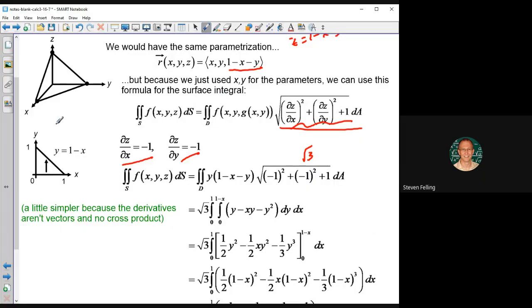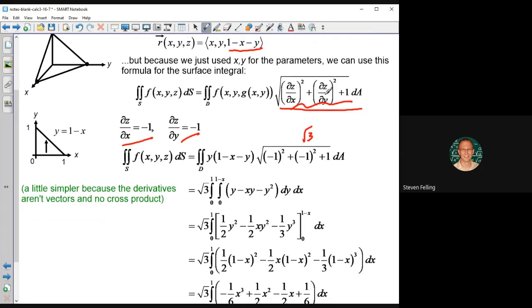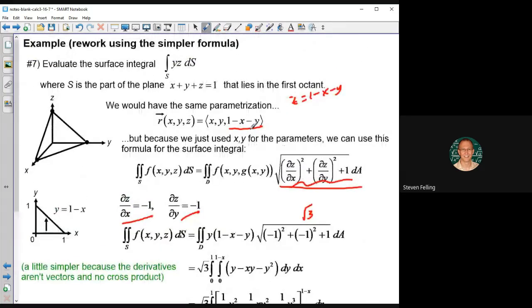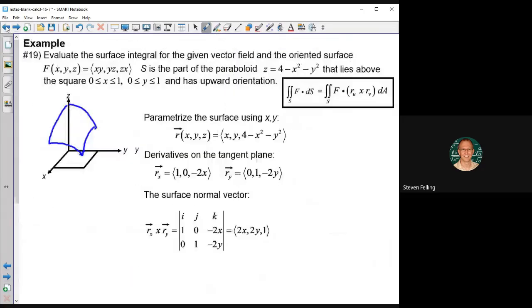But you could always use the more general one, compute the RU and the RV, take the cross product. Just happens to work out that this simpler formula works if you can parameterize z in terms of x and y. Okay, so there's an example completely worked out in the notes of a scalar surface integral. Let's do an example of a vector surface integral.